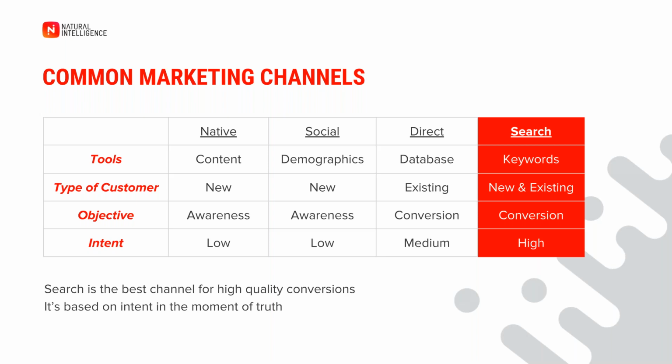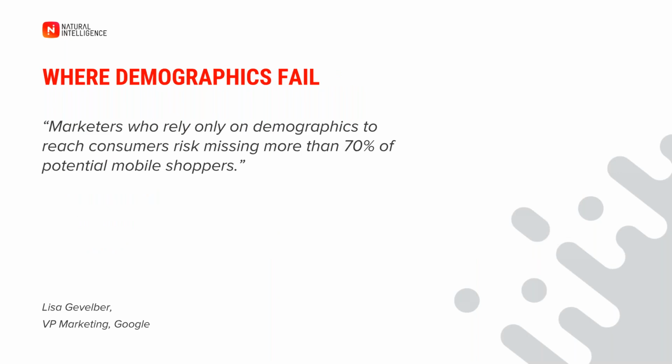Let's just take it from Google. Marketers who rely on demographics to reach consumers risk missing more than 70% of mobile shoppers. That's smart. What's being said here is that intent trumps identity. Now, granted, this may be a little self-serving. There might be a little bit of an agenda here, but I buy the thesis. And here are a few interesting points to illustrate why.